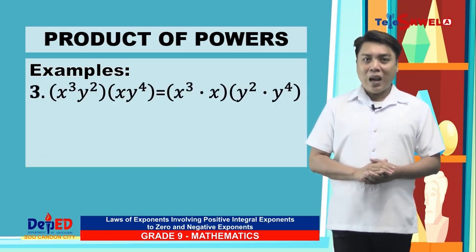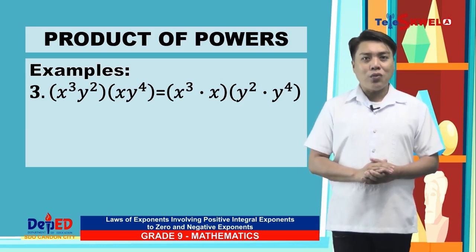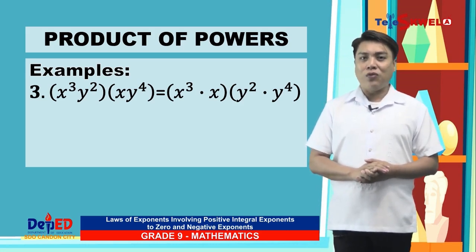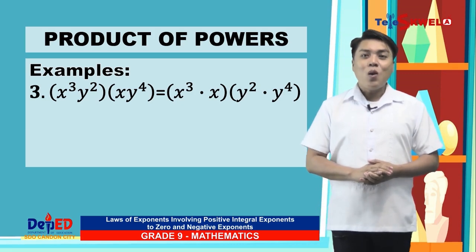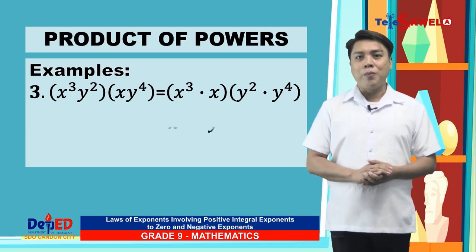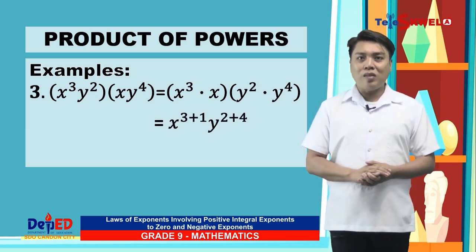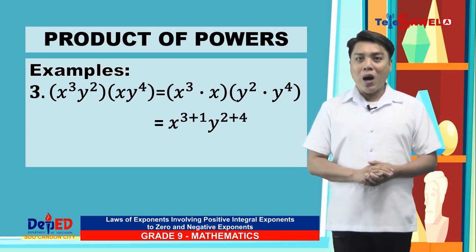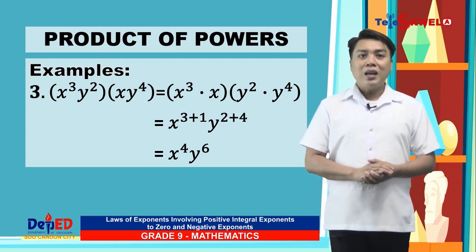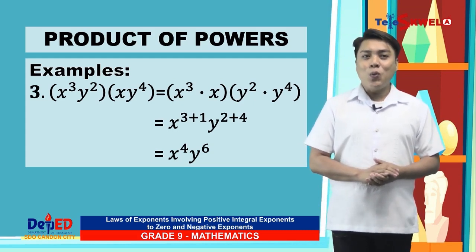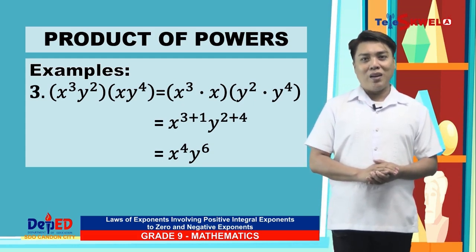The quantity x raised to the third power, y raised to the second power times the quantity x, y raised to the fourth power is equal to the quantity x raised to the third power times x times y raised to the second power times y raised to the fourth power. That is x raised to 3 plus 1, y raised to 2 plus 4, and that is equal to x raised to the fourth power, y raised to the sixth power.